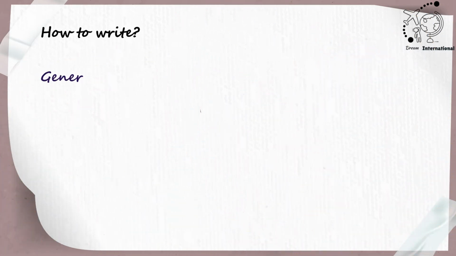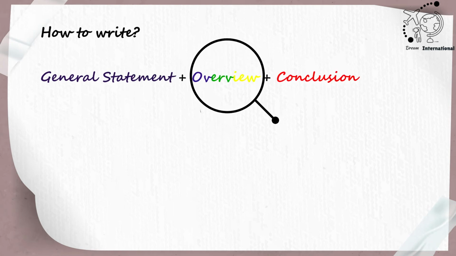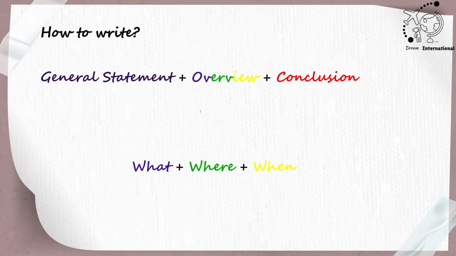Now let's understand how to write IELTS Academic Writing Task 1. So first of all, general statement plus overview plus conclusion, where the general statement is called the introduction, the overview would be the main body paragraph and the conclusion would be the end of your essay. Now how to write the overview? तो जो format हम use करेंगे, that would be what, where, when. What matlab, like if I take the example of the table that we have just seen, so what would be the data of men and women, where in England and Wales, when year 1851 to 1901. Okay, so this should be the format of your overview.